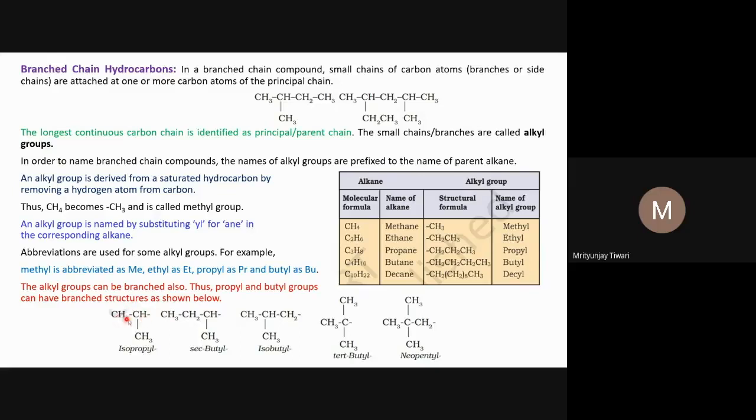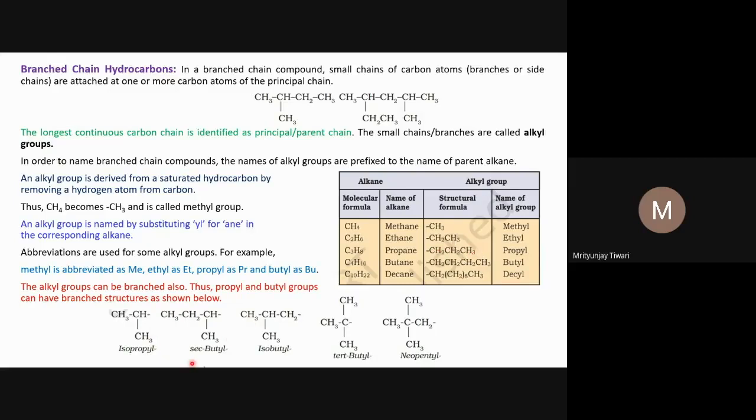If this group, CH3, is attached to the parent chain, then we call it the isopropyl group. The propyl group, if the vacancy was here, then it was the propyl group or n-propyl group, as we see here: CH2, CH2, CH3. If the vacancy is at this carbon atom, then we call it the isopropyl group. And if the vacancy is at this carbon atom instead of this one, it is the same chain, so it doesn't create any difference. The vacancy is either at this carbon atom or this carbon atom, they are the same.